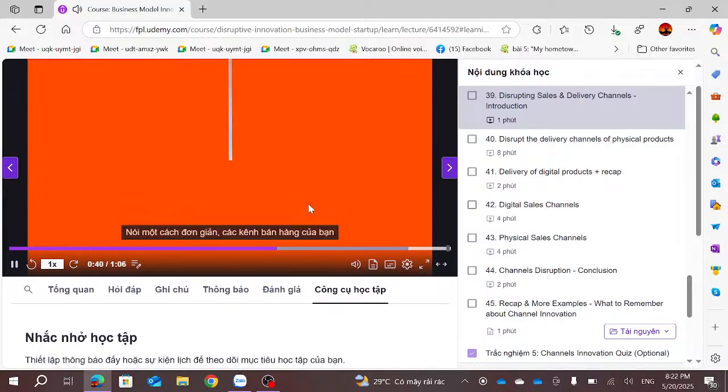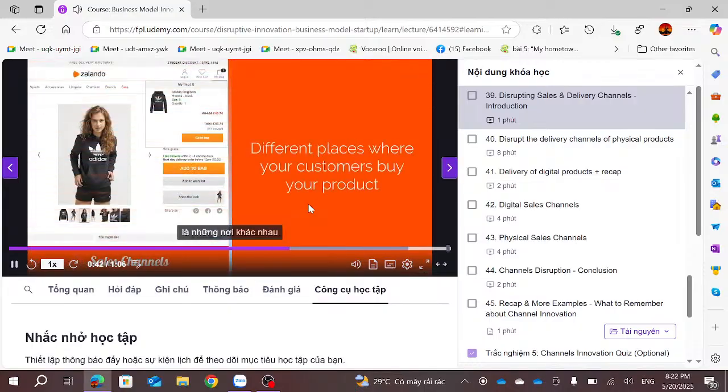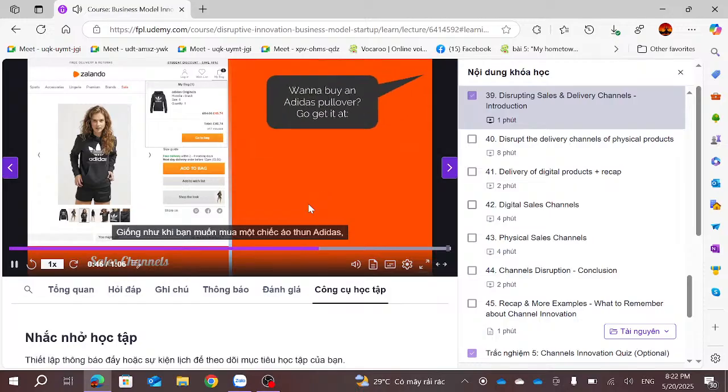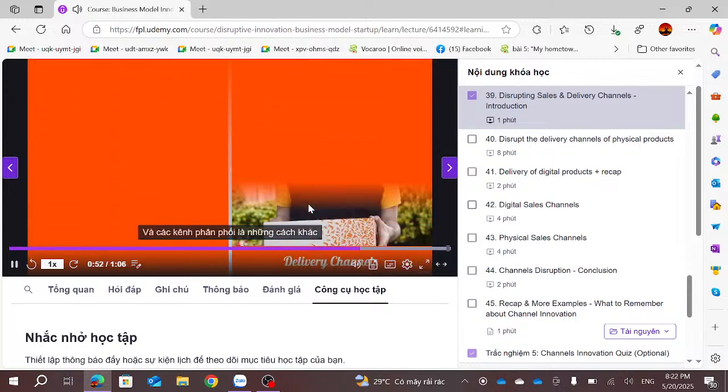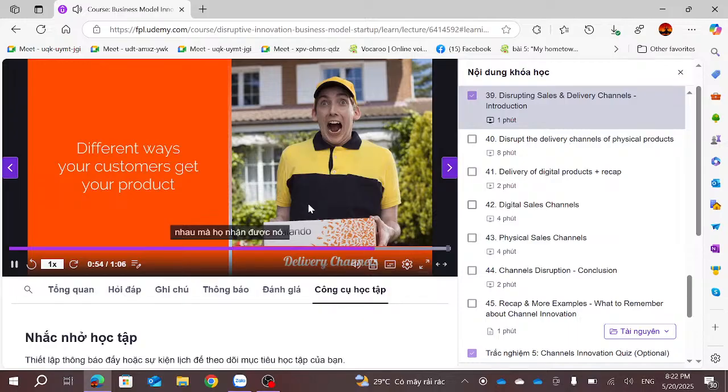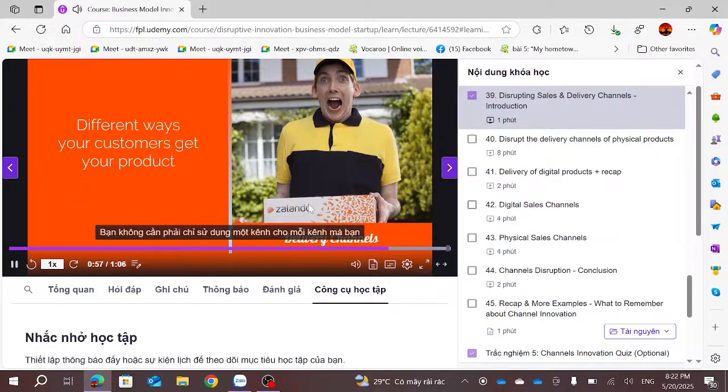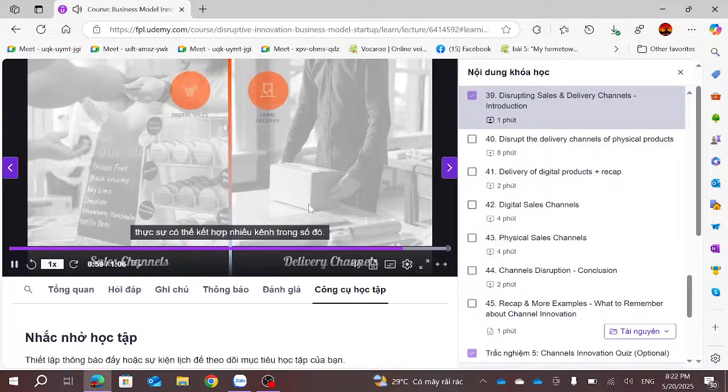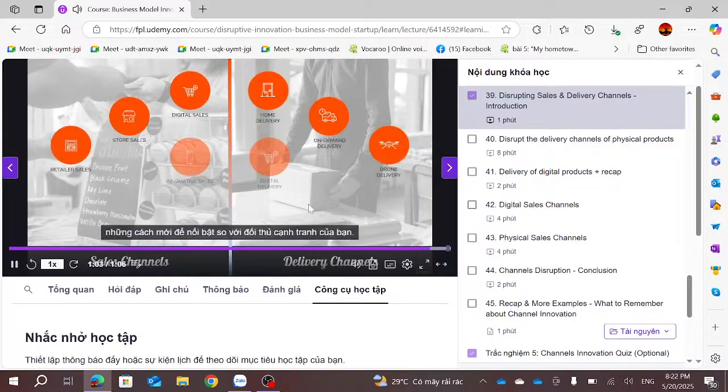To put it simply, your sales channels are the different places where your customers buy your product. Like when you want to buy an Adidas pullover, it can be the Adidas store, their website, or some other retailer store or website. And the delivery channels are the different ways in which they get it. You don't have to use just one channel for each. You can actually combine several of them. Just keep in mind that the goal is to think out of the box and find new ways to stand out from your competition.